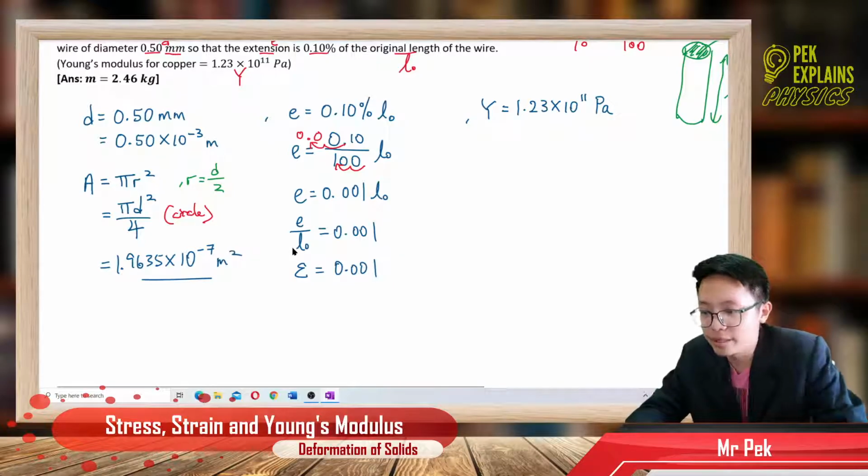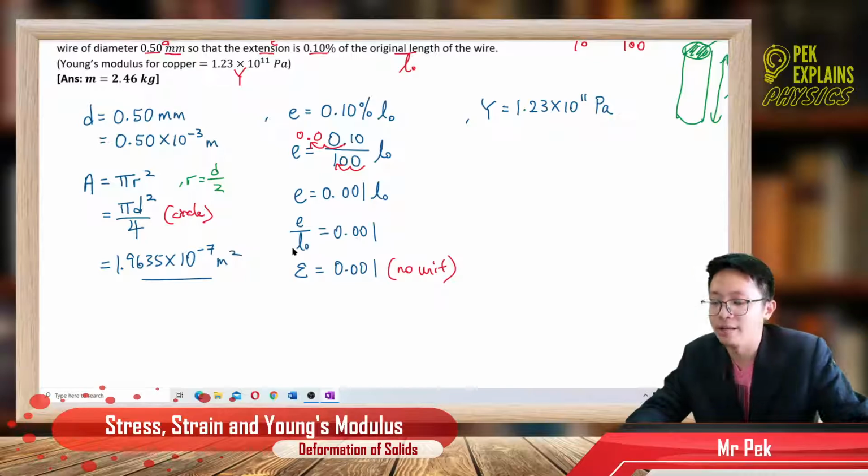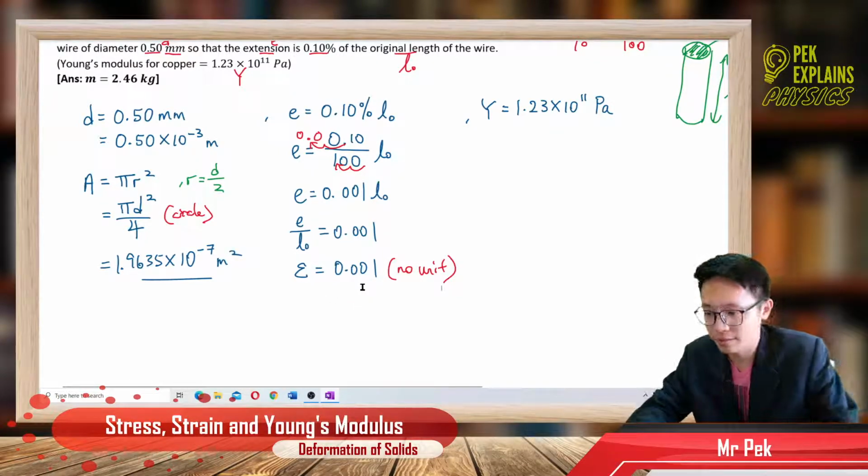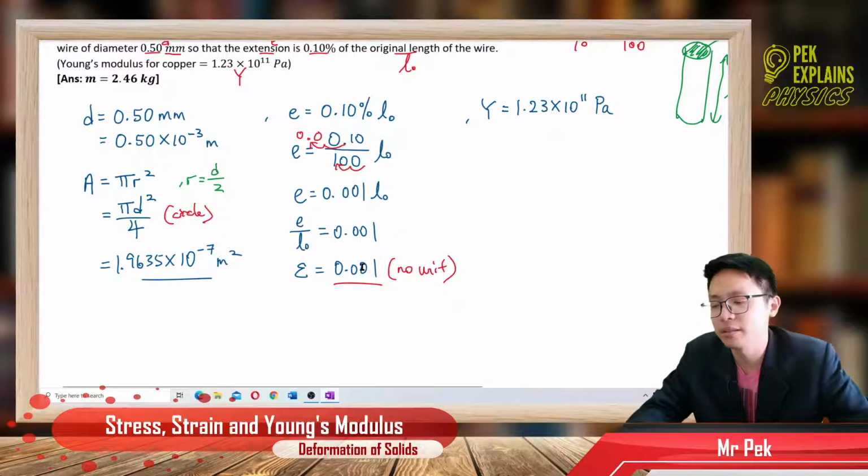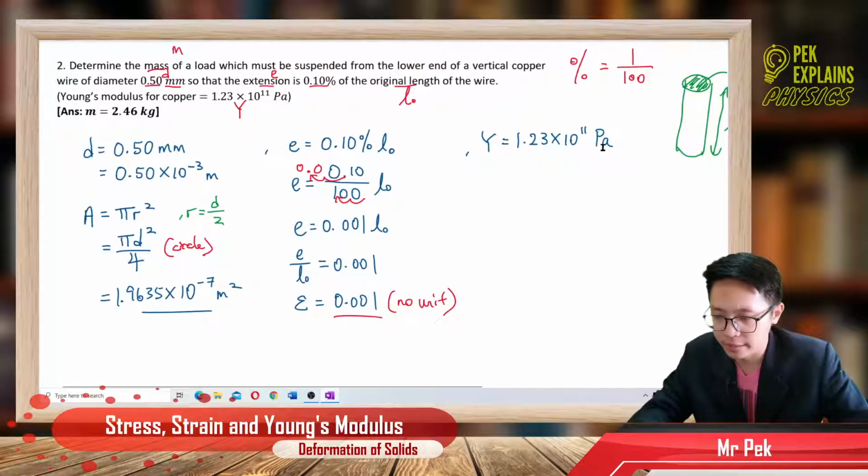Strain. Remember, strain has no unit, because it is meter divided by meter. So we got the strain. Congratulations. Okay, so I got the strain already. Now, I'm given the Young modulus here.